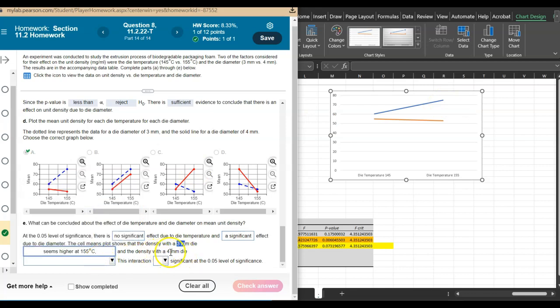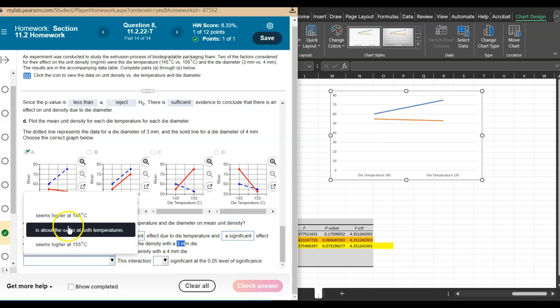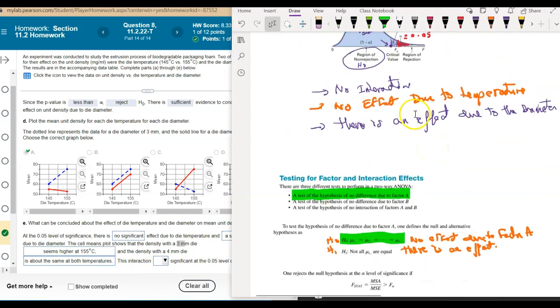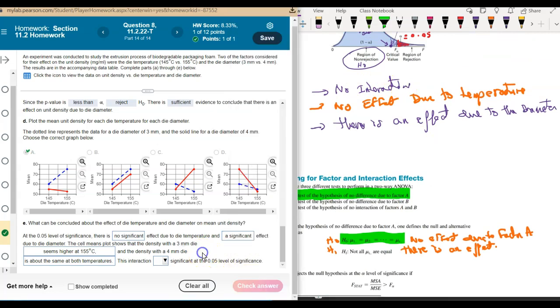All right, now they are talking about the 4 millimeter, which is the orange one. And the orange one doesn't seem to be higher. Well, it seems to be about the same. All right, it's not a big difference. It's about the same, so it's almost a horizontal line. And on the interaction, we can go back to the conclusion that we got. We know there is no interaction. All right, so is this interaction significant or not? Since there is no interaction, it's not significant.